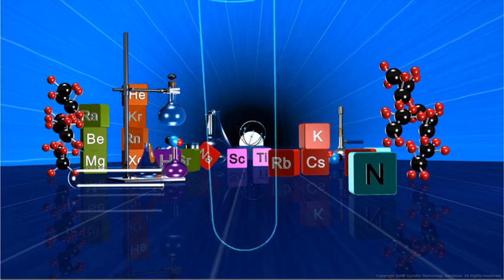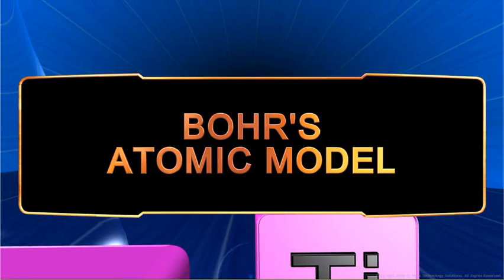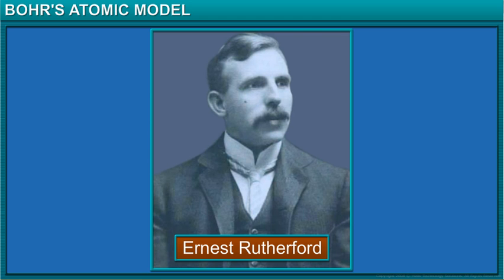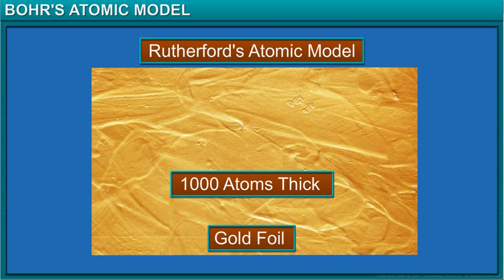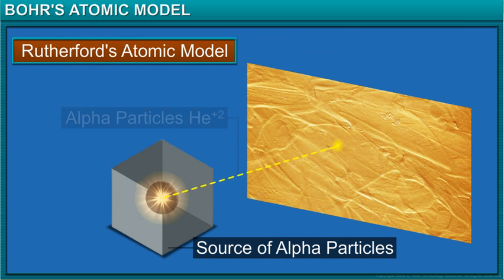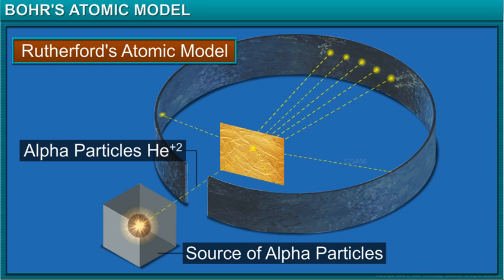In this module, you will learn about Bohr's atomic model. Thomson's student, Ernest Rutherford, conducted an experiment using gold foil which disproved Thomson's model. For his experiment, Rutherford used a gold foil which was about 1,000 atoms thick. He made a narrow beam of alpha particles fall on the gold foil. Alpha particles are doubly charged helium ions and have a mass of 4 atomic mass units.